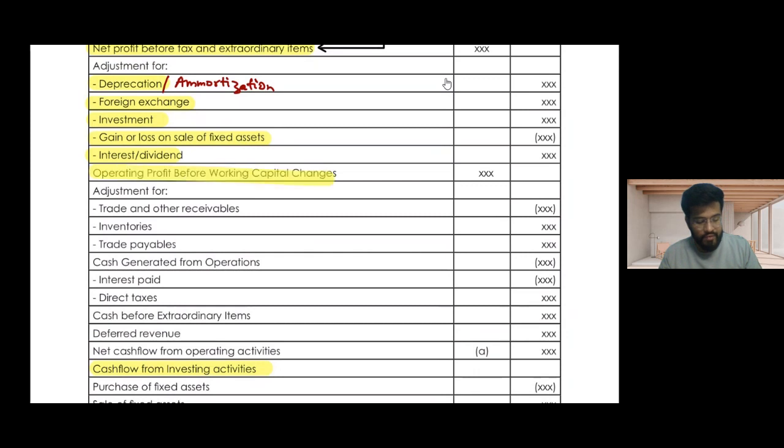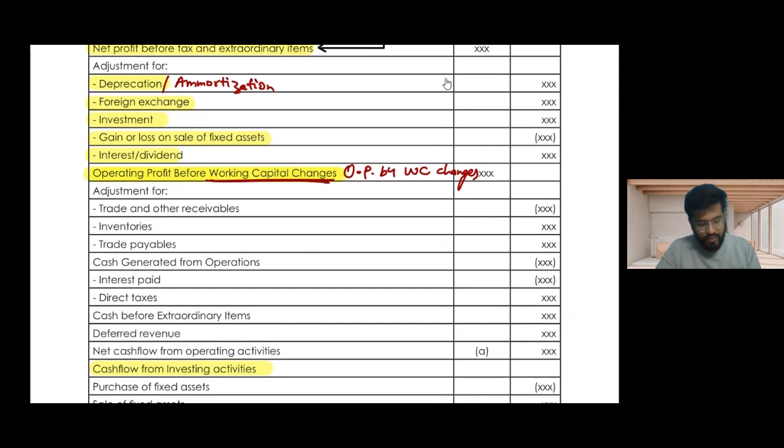Now what I have got, I have got the operating profit. I have got OP, not overpowered, obviously. OP, that is operating profit before WC changes. WC means working capital. Okay. OP before WC changes. Now we have to account for all the working capital changes.